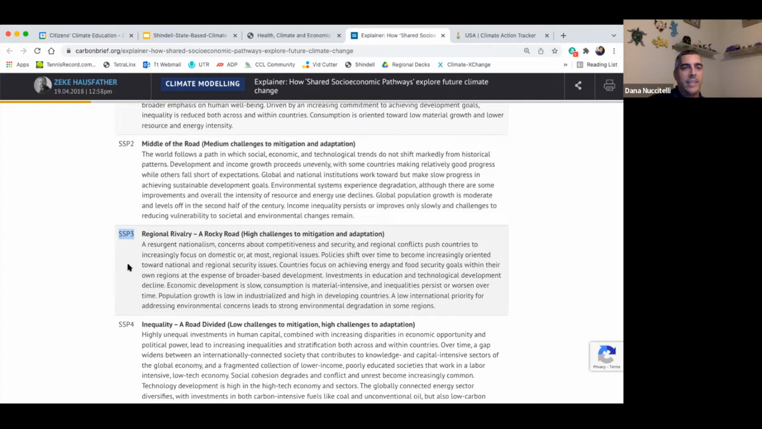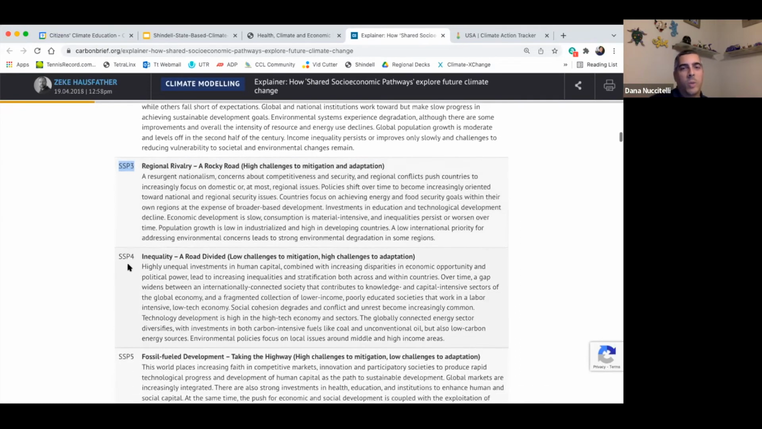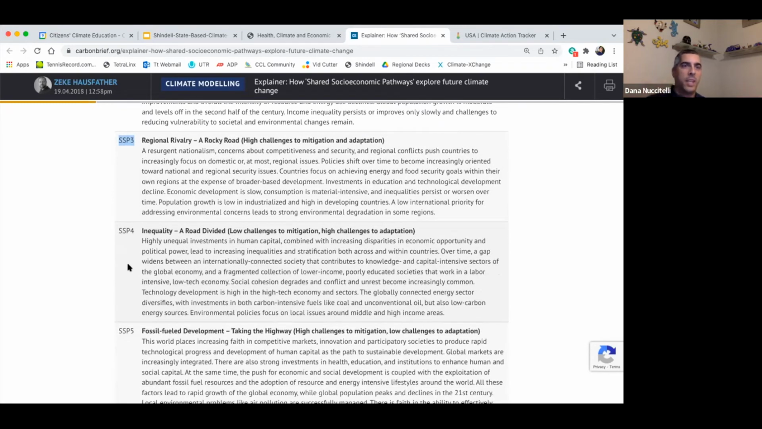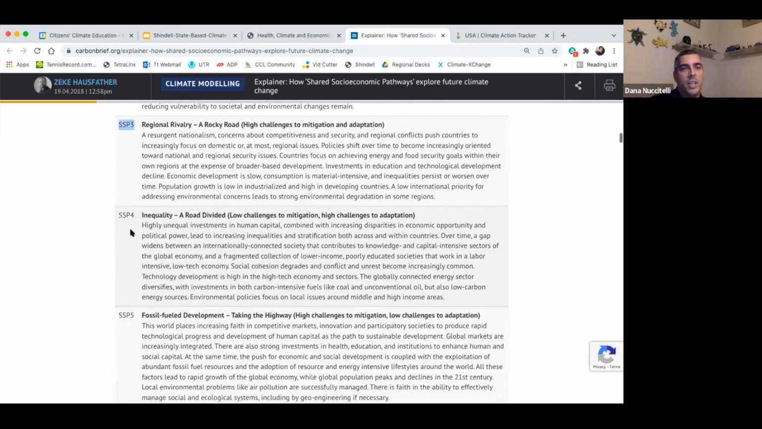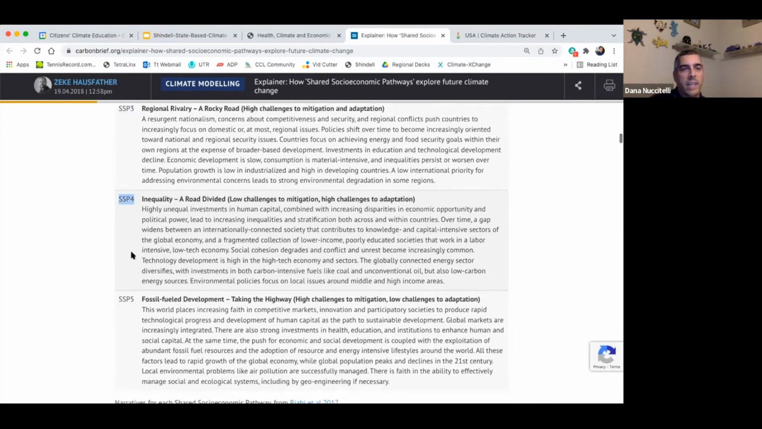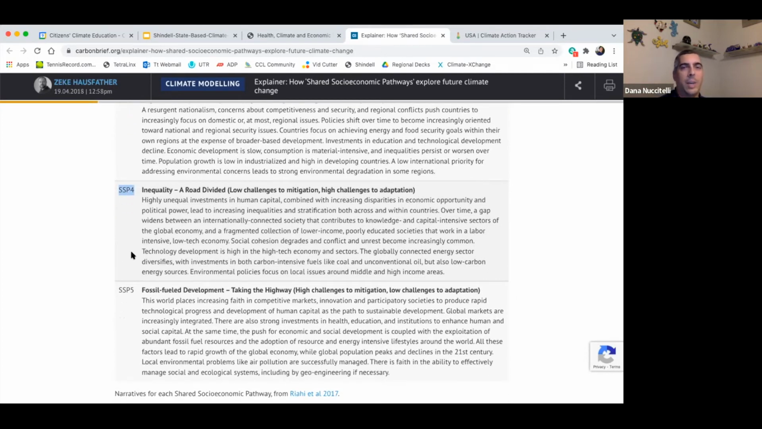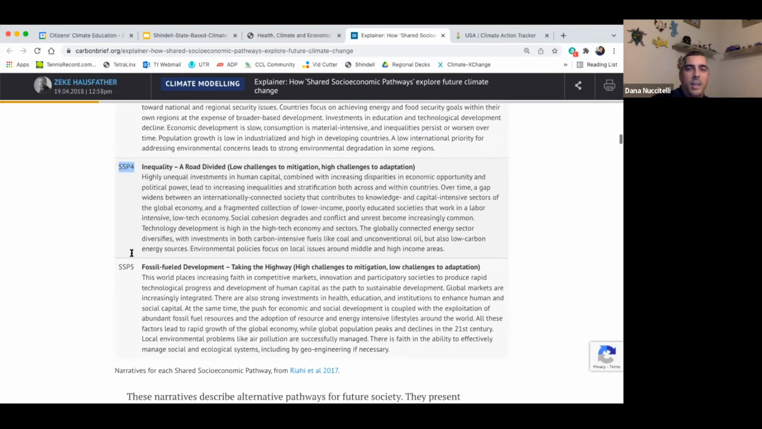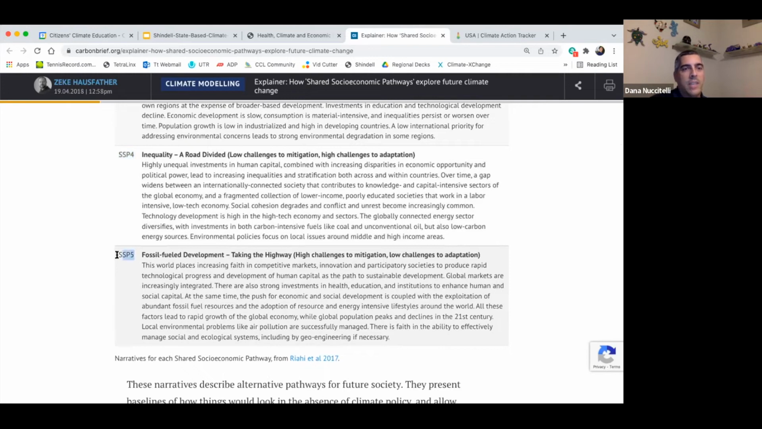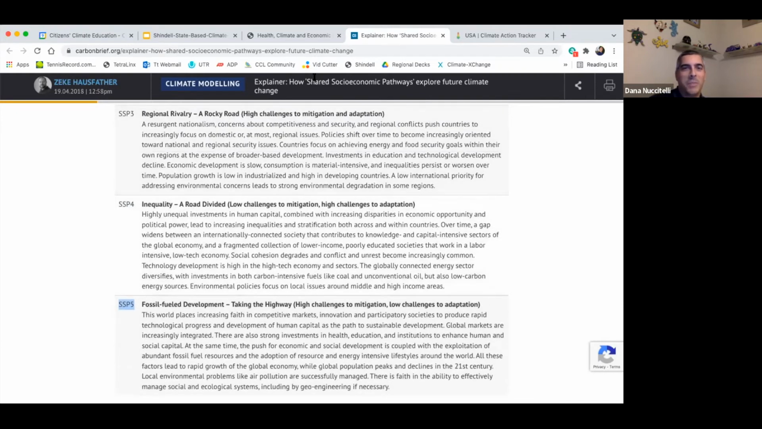SSP3 is kind of nationalist, where every country looks out for themselves rather than trying to achieve global sustainability. So it's more of a nationalistic, competitive type of scenario between countries. SSP4 is where there's very high inequality, again because countries are looking out for themselves, and so they increase inequality. And SSP5 is kind of the worst case: we end up using lots and lots of fossil fuels, and bad stuff happens as a result, as you would expect.